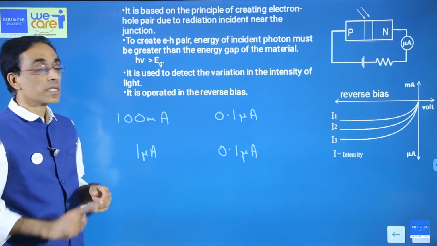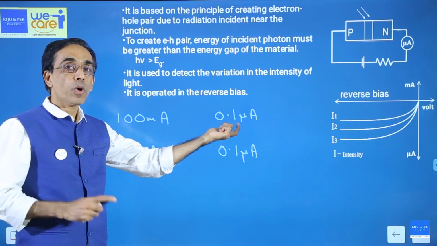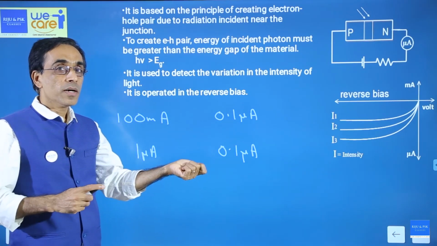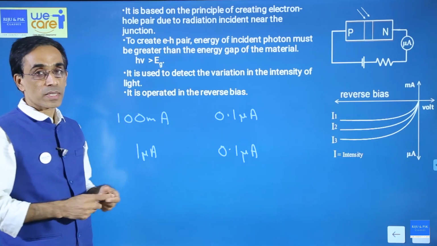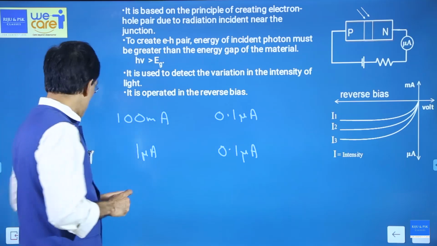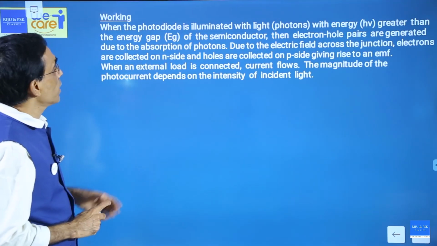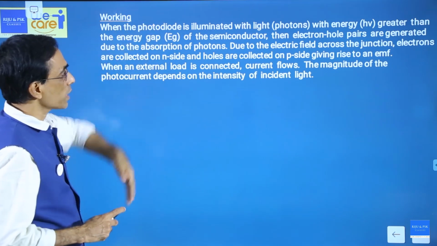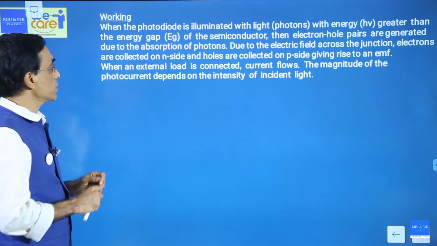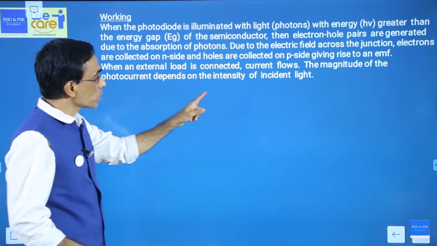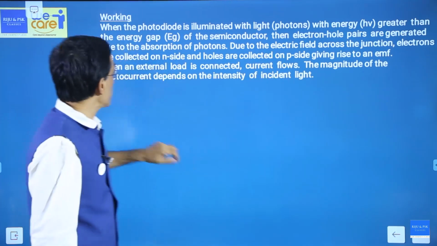Why is photodiode used in the reverse bias? Answer: a small variation in the optical current is easy to detect with a small reverse bias current than a large forward bias current. There is no other reason. It is asked as a question in NCERT, answered also in NCERT. Working is explained: when the photons are incident, electron hole pairs are generated and they produce a current. The magnitude of the photocurrent depends on the intensity of the incident light. So if you want to measure the intensity, you measure the magnitude of the photocurrent.